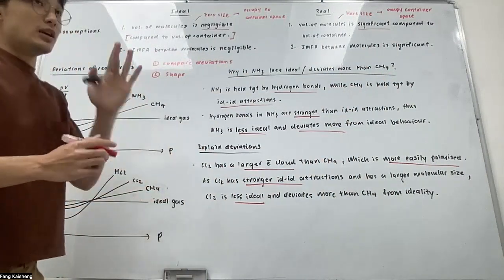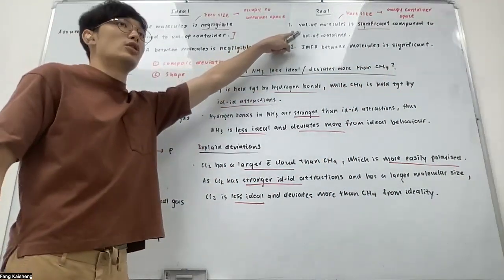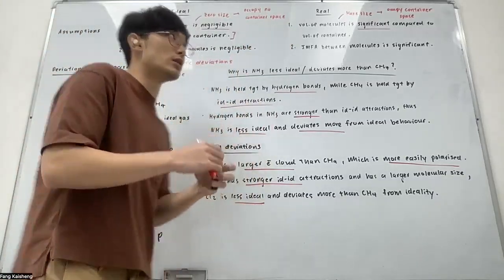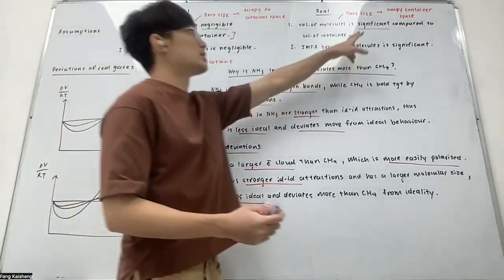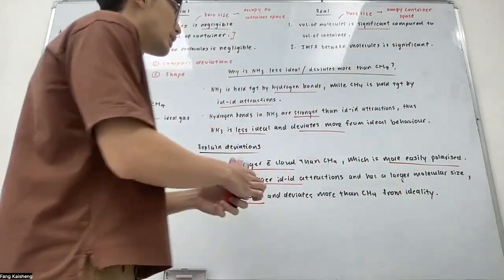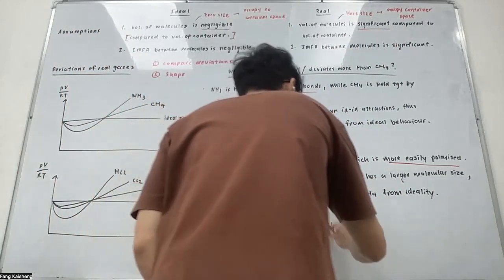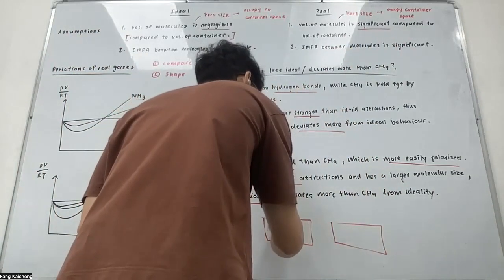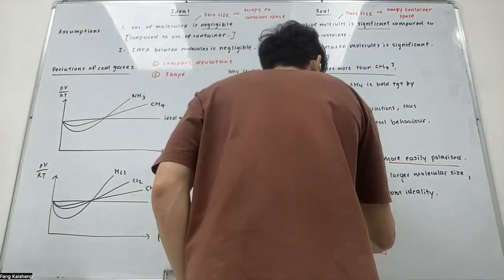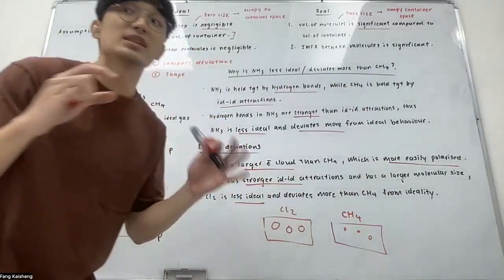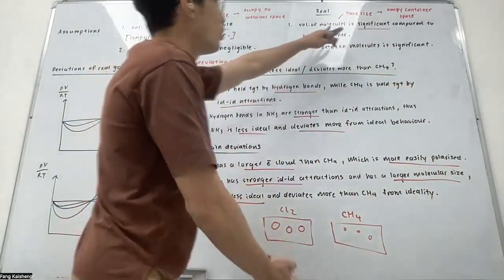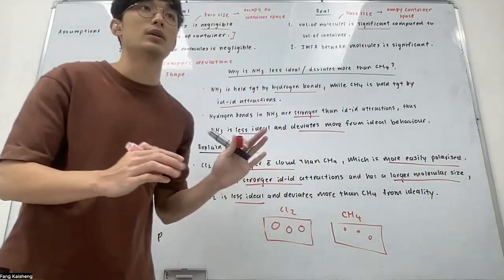The second explanation is that we can also talk about size. Since it's larger, it has a larger molecular size. If you have a larger size, it makes sense that it occupies a larger volume in the container. It's a very simple idea. If you can't see it, you can draw two separate containers. We know Cl2 is much larger, so it occupies more space in the container, whereas CH4 is a lot smaller, so it occupies less space. In other words, having a larger molecular size means you have more significant volume compared to the container.